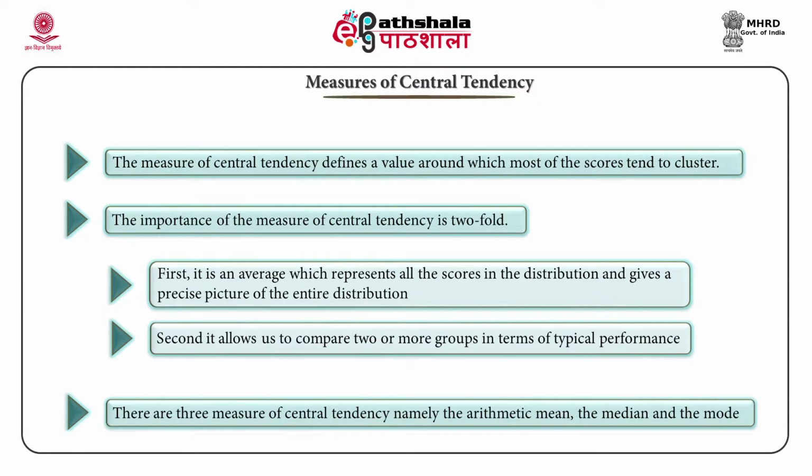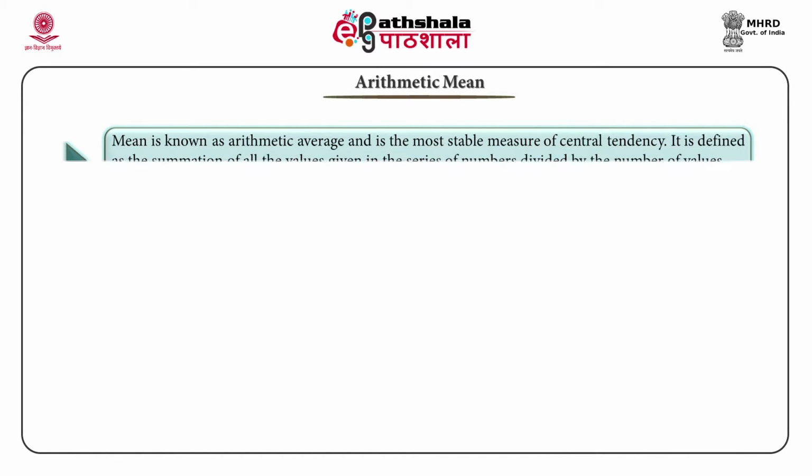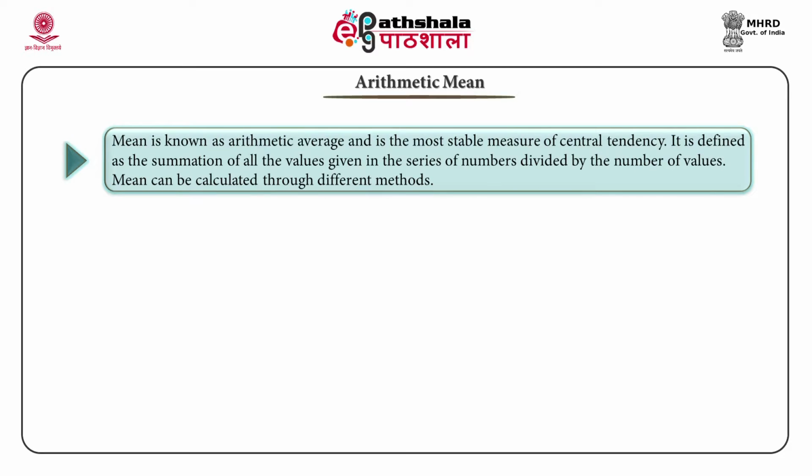There are three measures of central tendency, namely the arithmetic mean, the median and the mode. Mean is known as the arithmetic average and is the most stable measure of central tendency. It is defined as the summation of all the values given in the series of numbers divided by the number of values. Mean can be calculated through different methods.